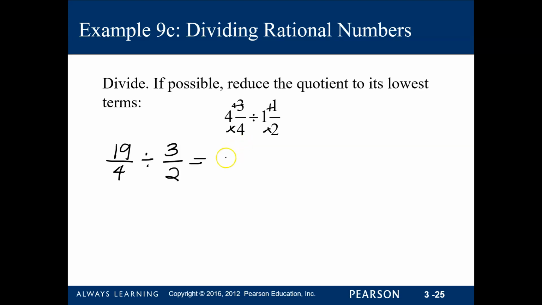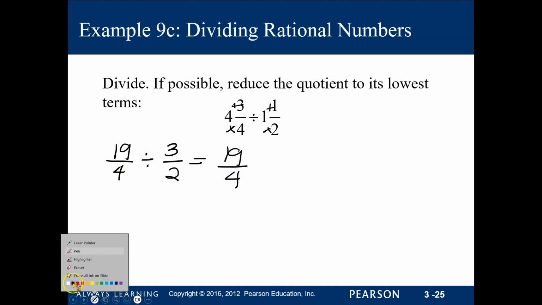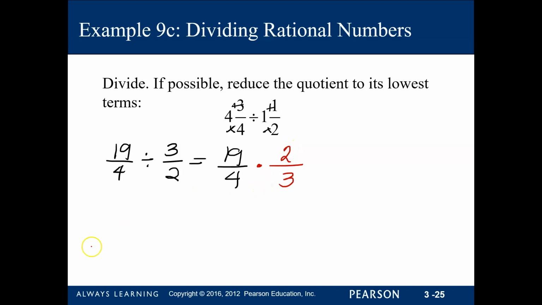So this is going to be 19 over 4. The division sign will change to multiplication, and our divisor will change to its reciprocal, which is 2 over 3. All right, and so moving on, this will give us 19 times 2, which is 38. And then you have 4 times 3, which is 12.